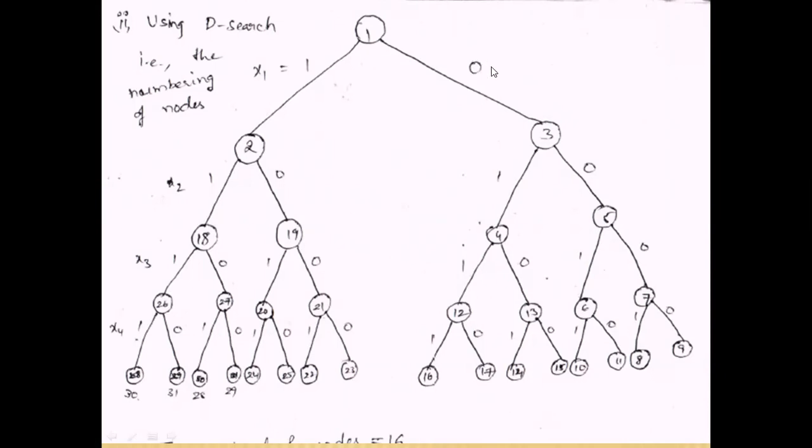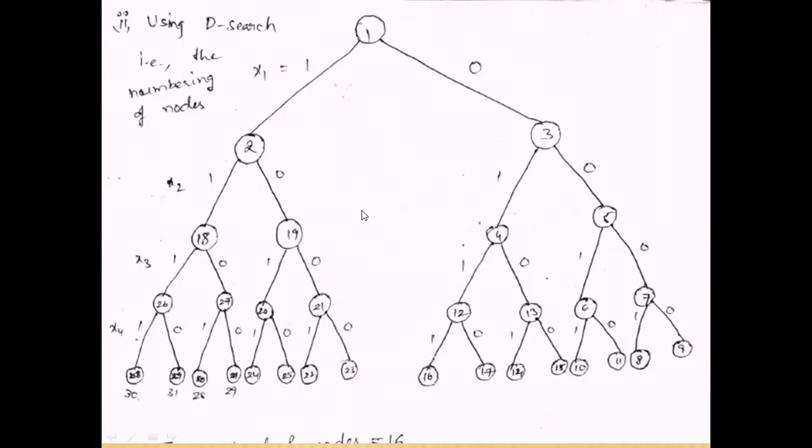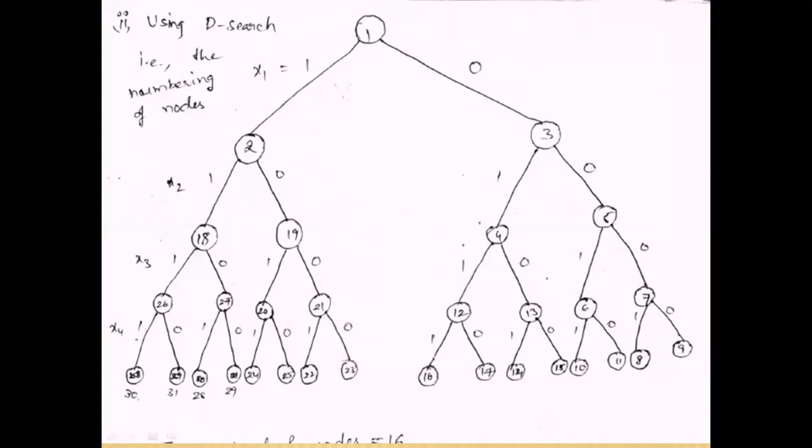Same, x1 equal to 0, x2 equal to either 1 or 0. Suppose x2 equal to 1, x3 equal to 1 or 0. Totally it represents 16 solution spaces. In the 16 solution spaces, the solution represents a path from root node to leaf node.